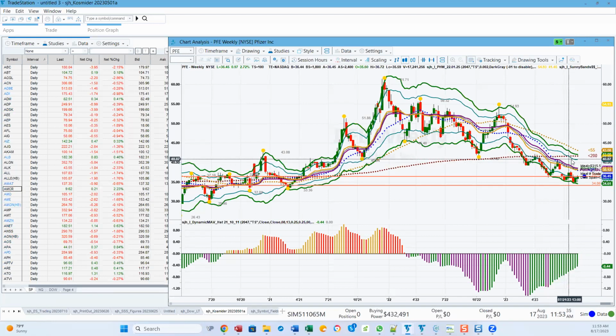Wouldn't surprise me to see it make an attempt for the upper inner bands though, because we've got the 55 and the 200-day moving averages right here calling to it. And like I say, those are attractors as well.